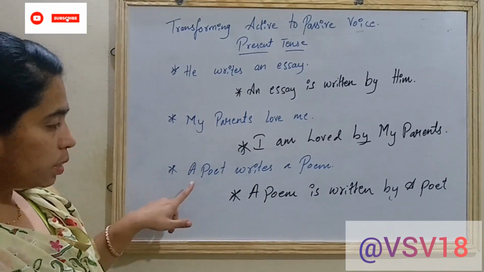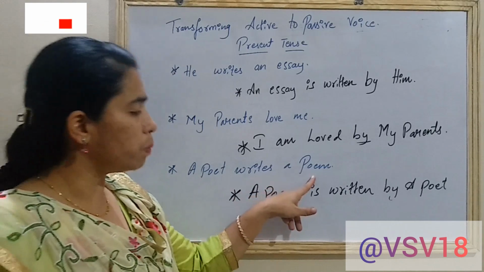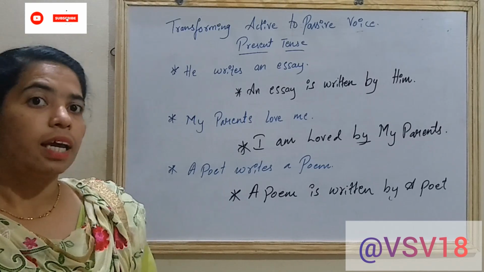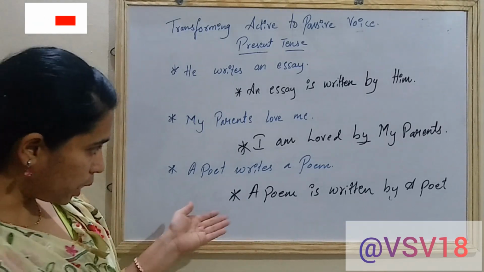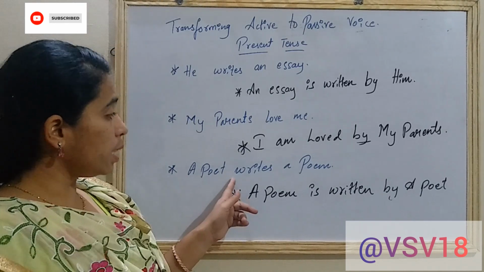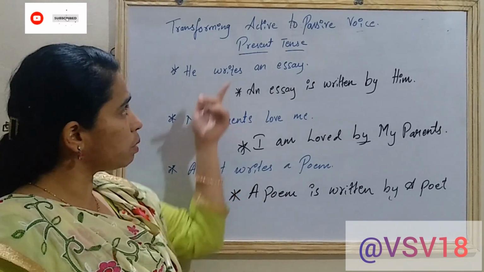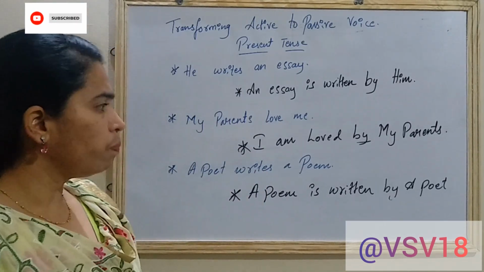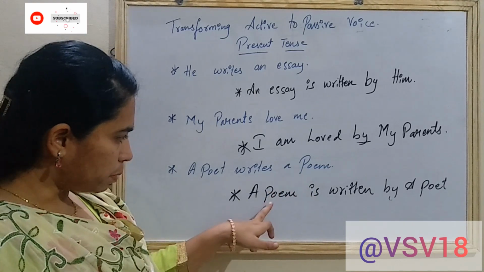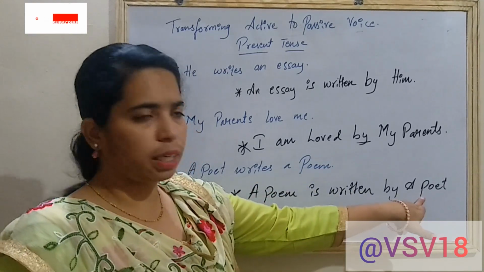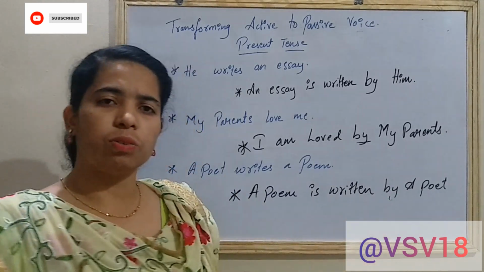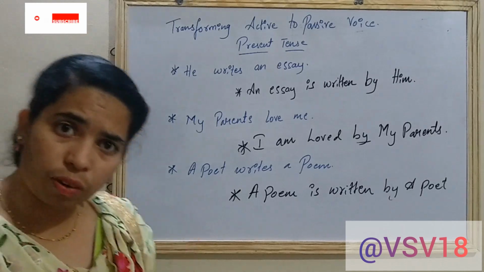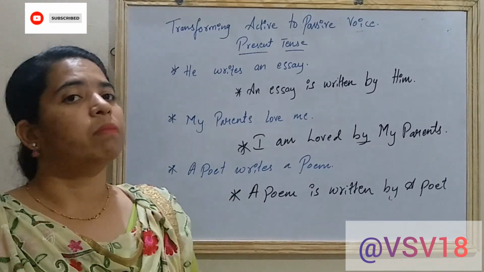See the statement. A poet writes a poem. A poem is written by a poet. Is there any change in the meaning? No. Is there any change in the tense? No. Here also it is simple present. Object became subject and subject became object in passive voice. Medium by is also used. All the five rules, are we accurately following them or not? Comment me in the comment box.